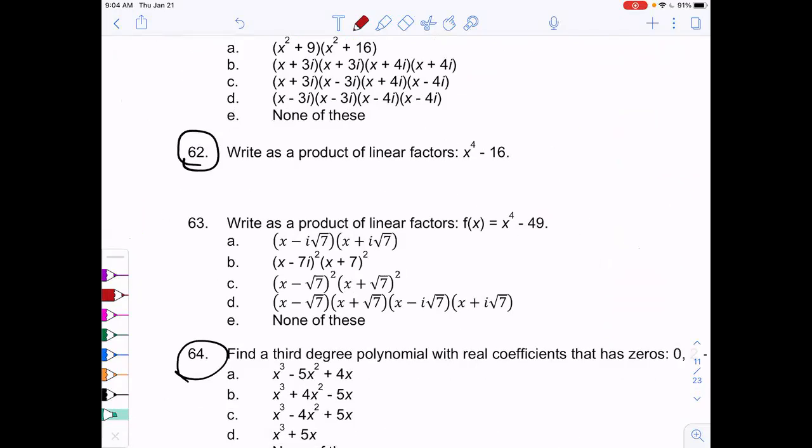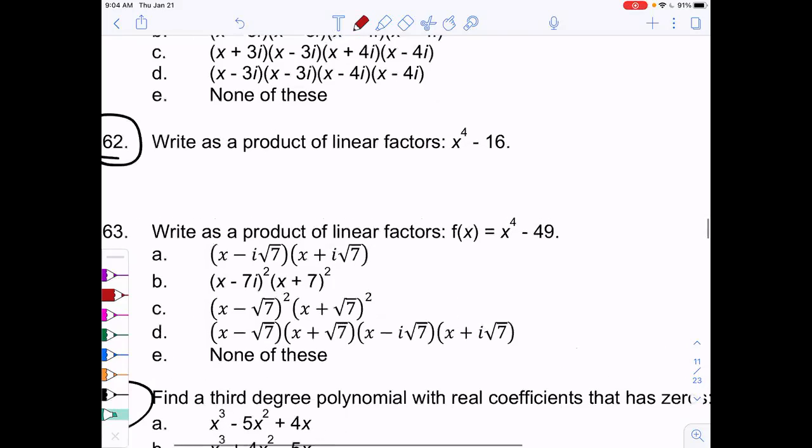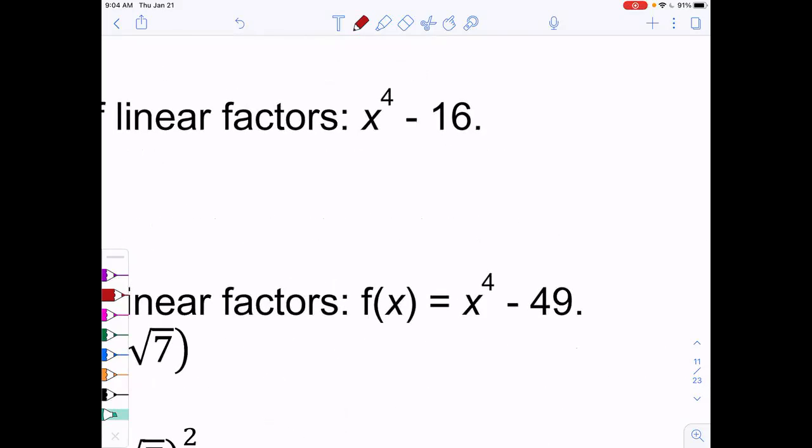It says write as a product of linear factors. So that means essentially we want to factor it completely. We want to break down the problem as far as we can. In 62, we have x to the fourth minus 16. So Hannah, how would you start factoring x to the fourth minus 16? You would find out the rational zeros. Yeah, so we want to find out all those zeros. Is there a way that you could try and factor it?